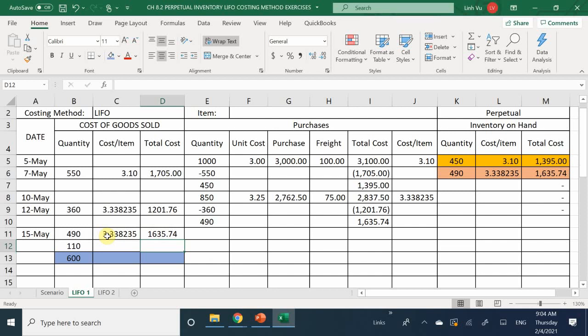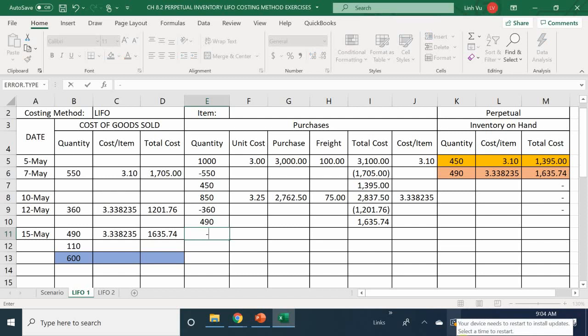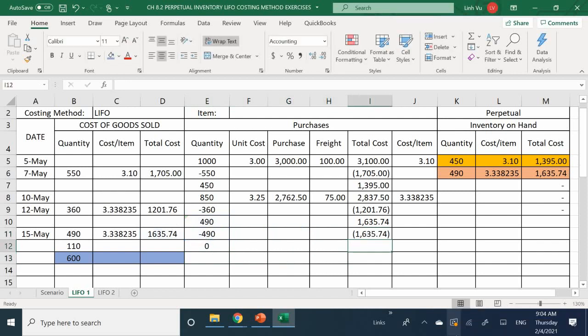Okay, there you go. So you got your 1635.74. Okay, and I'm going to go ahead and subtract that out. And I should get a 0 balance here. Same thing over here. I'm going to subtract out my 1635.74 to get me a 0 balance. And of course, I'm going to also update my inventory here. So it should be 0.